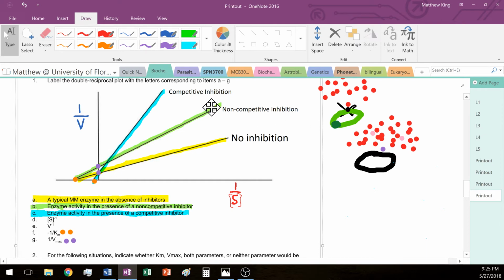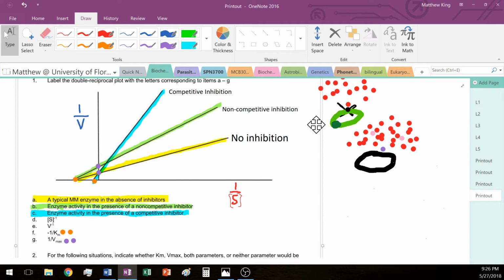As we saw right here, the non-competitive inhibition went up on the reciprocal plot from where the Vmax intercept was, which is the purple dot, as you can see down here. So it went up on the double reciprocal plot, which means the velocity got slower. That's because this non-competitive inhibitor in the dark green just binds to the backside, and it is going to completely invalidate that enzyme.